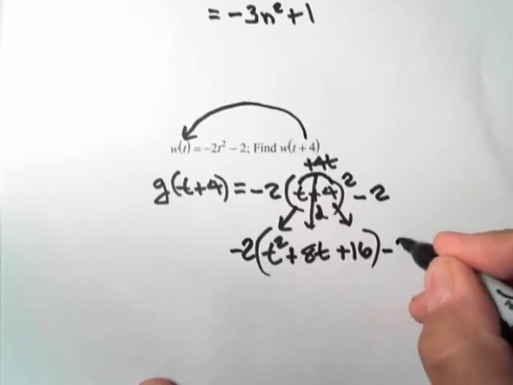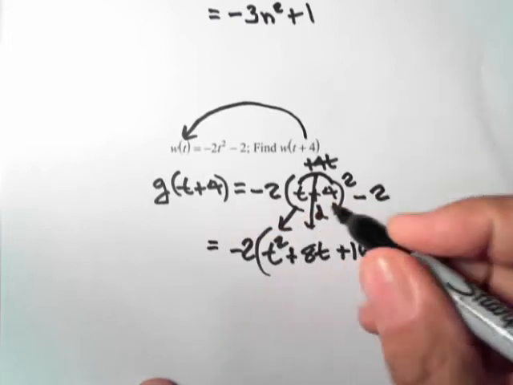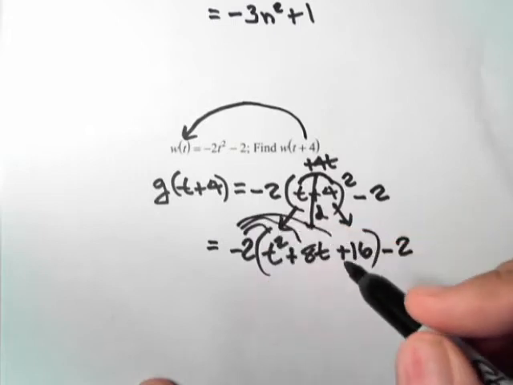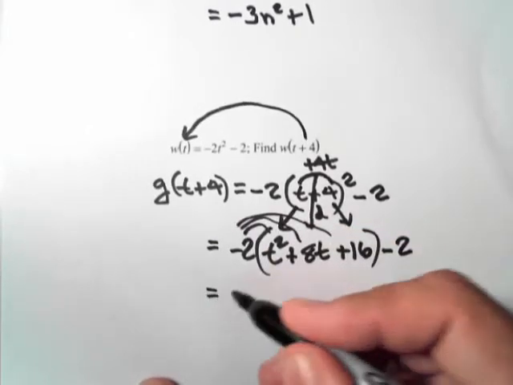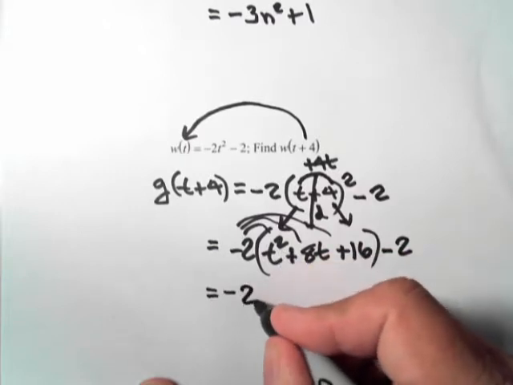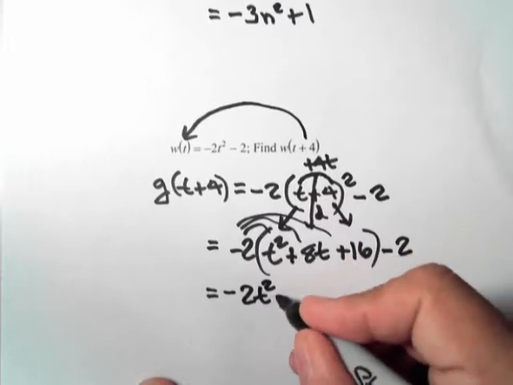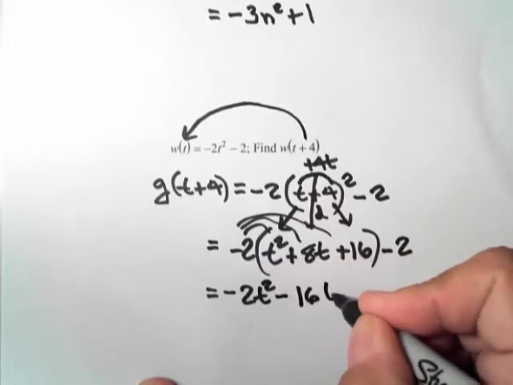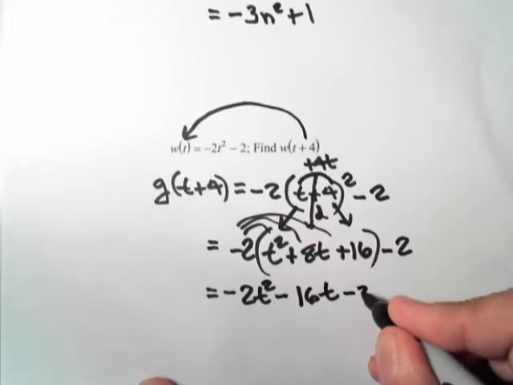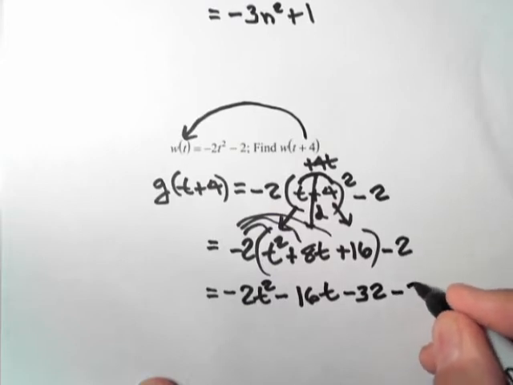And of course, we got the negative 2 in the end over here, so let's not forget that. Okay, now, better distribute in here this negative 2 to everybody inside. So here we go. Negative 2 times t squared, negative 2t squared. Negative 2 times plus 8, negative 16t. Negative 2 times plus 16, how about negative 32? And then of course we have this minus 2 in the end.